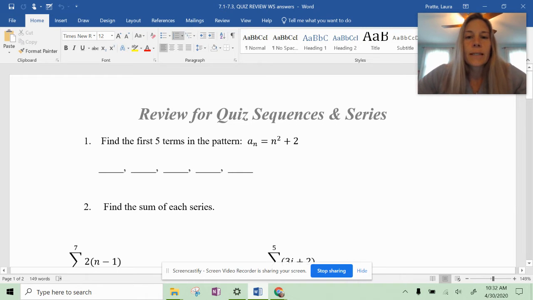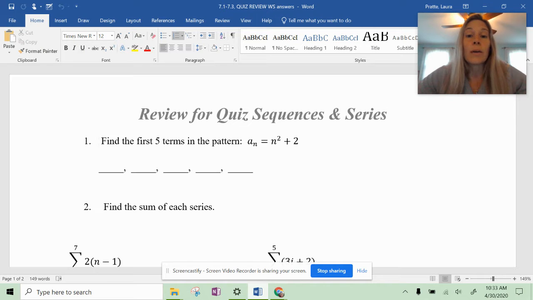Morning, class. So today we are going to just spend this day reviewing what we've done the last 3 days. Section 7.1 was just going over sequences and series in general. Section 7.2 was specific to arithmetic sequences and series. And then 7.3 was specific to geometric sequences and series. So today I'm just going to go over the review sheet for the quiz.